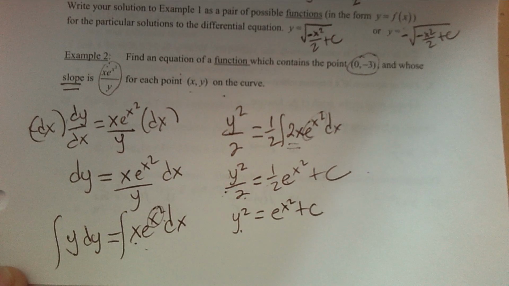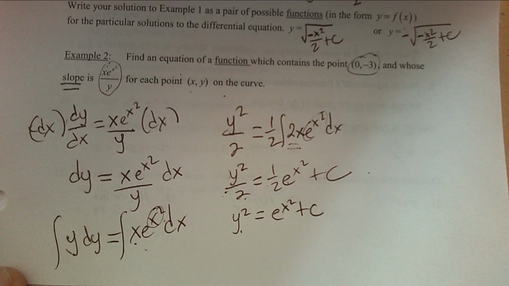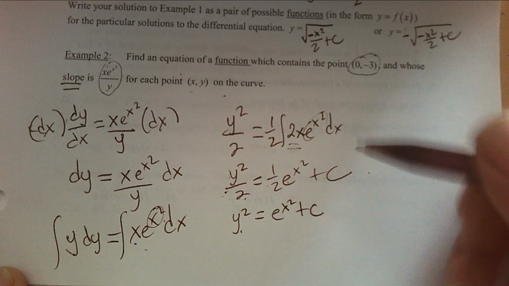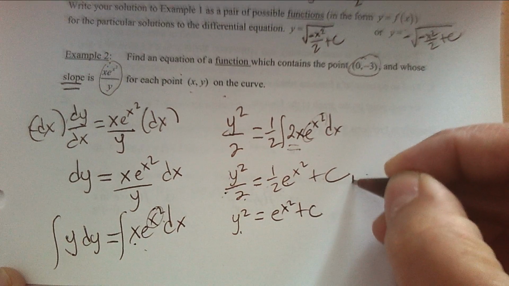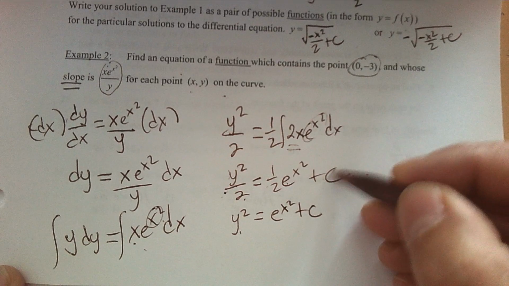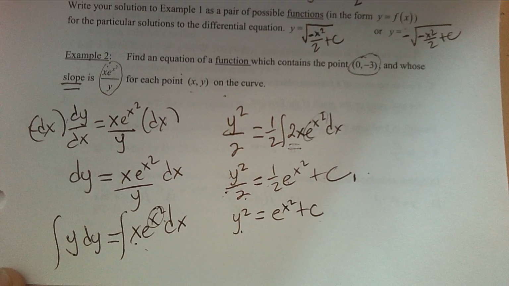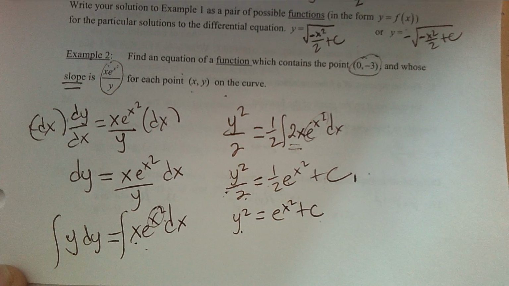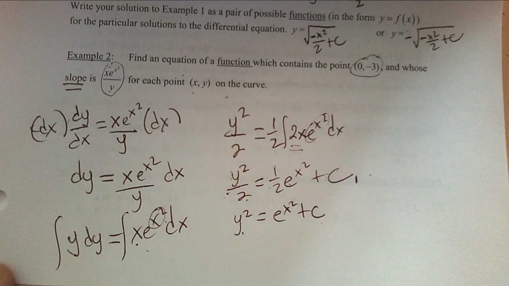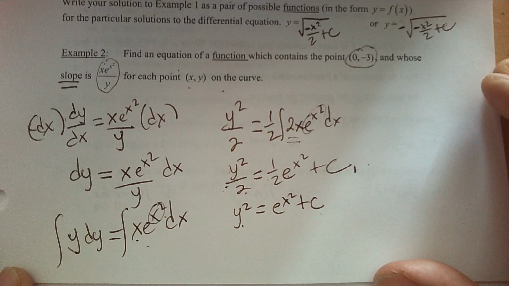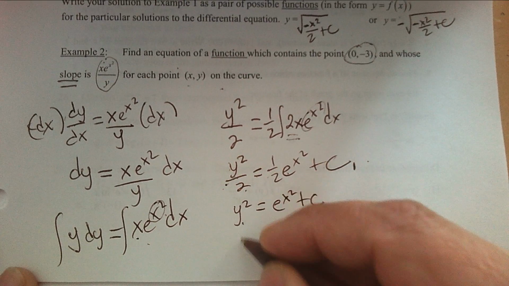What would you do next? Square root it. And if you like, because technically they're different numbers, you can write this constant as c1, and then the next one can just be c. But we're not going to write down 2c. That just adds more work. Next, we're going to take the square root.